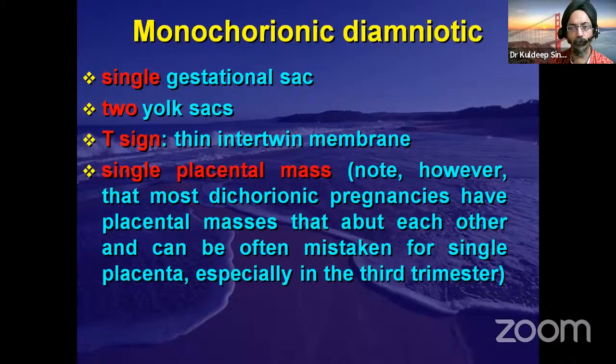Now coming on to monochorionic diamniotic. One gestational sac, two yolk sacs. You can see a thin intertwin membrane. You can see a single placental mass. Most dichorionic pregnancies can have placental masses close, so you could make that mistake, but we need to be smarter. In that case, we're not looking at a T sign.